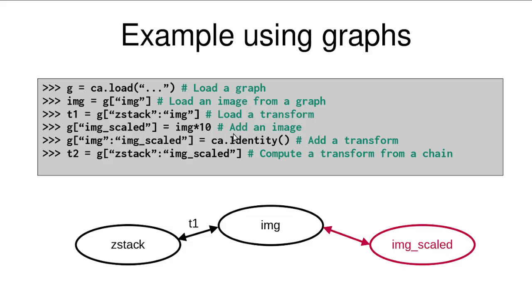And finally, this is the real powerful thing about using graphs: not only can you keep all of this information together, but you can automatically compose transforms together. Here, if I want to go from the z-stack to this image scaled, I don't have a direct connection, but I can just ask for it. I'm using the same notation I used up here, and it'll construct this by composing this transform with this transform, and give me this transform going all the way.